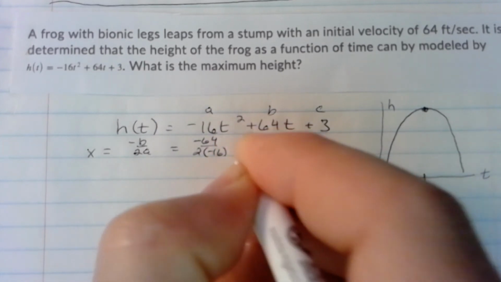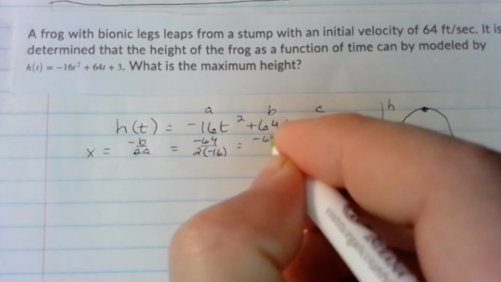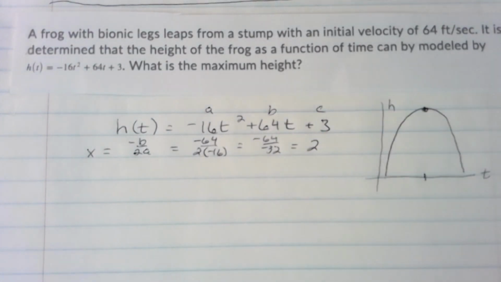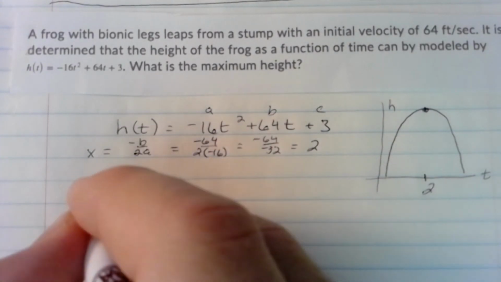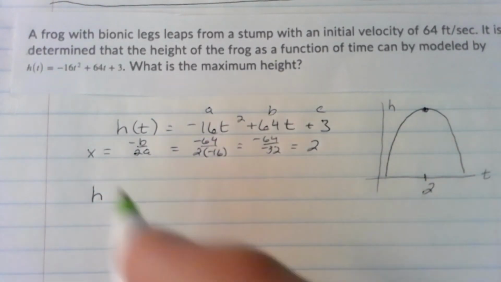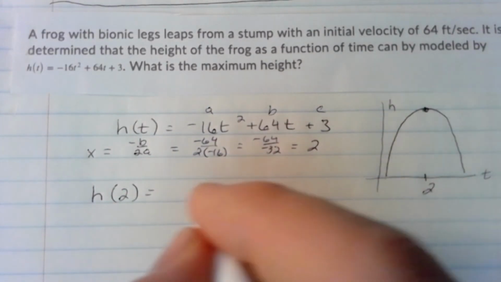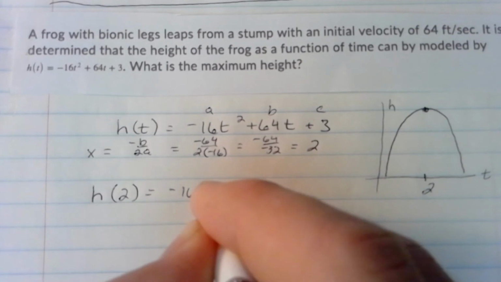To find the actual maximum height, h of 2, we'll find that value. Negative 16 times 2 squared, plus 128, plus 3. This comes out to negative 64 plus 128 plus 3. Therefore, the frog reaches a maximum height of 67 feet.